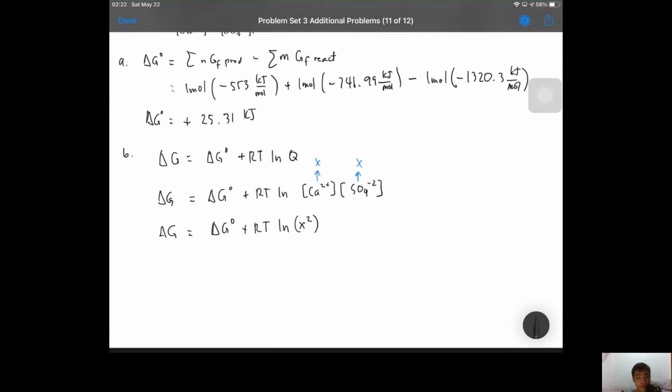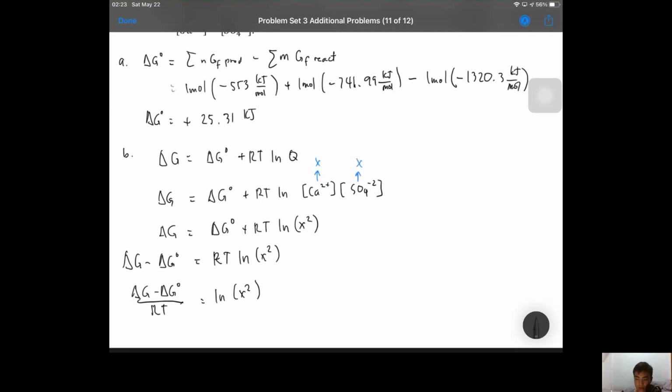Okay? So, since we are solving for X, transpose natin sila lahat sa kabila. Delta G minus delta G naught equals RT ln X squared. Divide both sides by RT. You will get delta G minus delta G naught over RT equals ln X squared. Okay? O, para matanggal yung ln, gawing exponential yan.